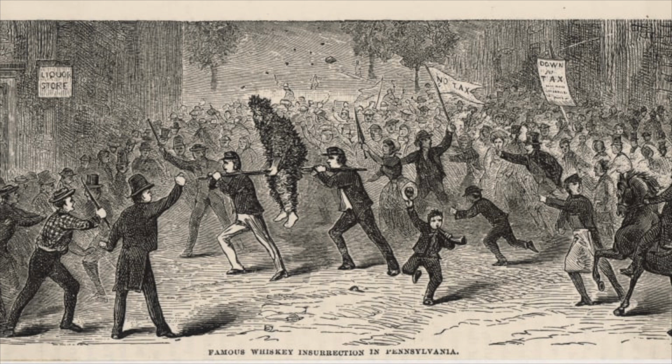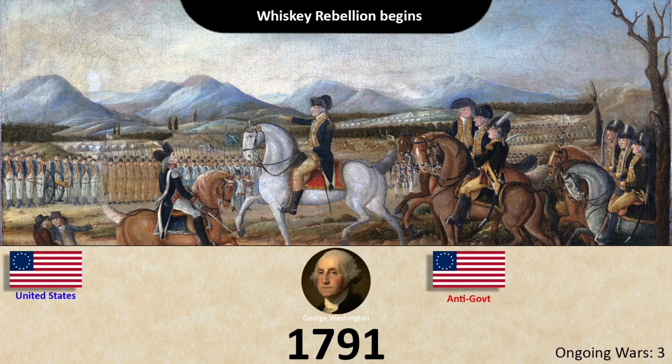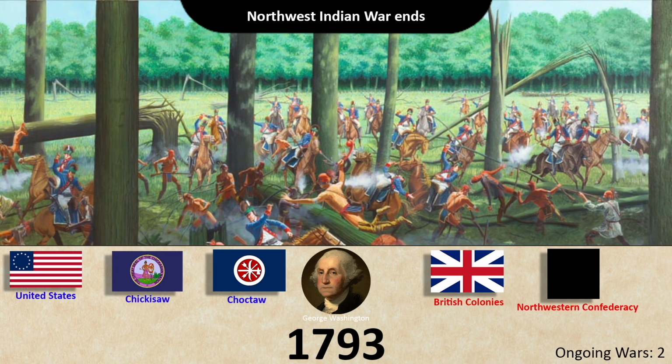Many of the resistors were, again, like war veterans, just like in Shays' Rebellion, who believed that what they originally had fought against, taxation without representation, was literally happening again. So yeah, this would start in 1791. 2 years later, in 1793, the Northwest Indian War would officially end.